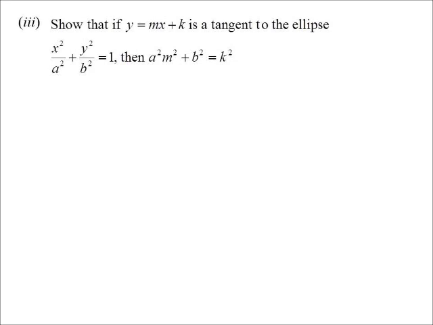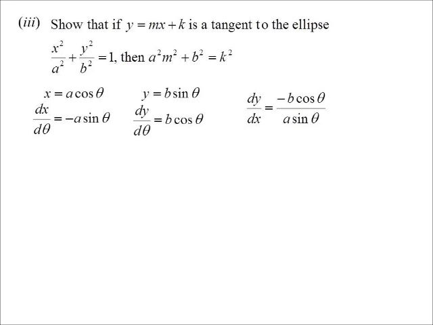Here's a more interesting question. They've told me y equals mx plus k is a tangent to the ellipse. I know it is a tangent. So we have to prove this relationship: a squared m squared plus b squared is k squared. I think I've seen a couple of different ways of doing this. Which way did I do it this time? Let's see. I've gone right back to scratch where I've said, oh, well, x is a cos theta. So again, I'm going to derive the slope here. So I get dy dx is minus b cos theta on a sine theta.